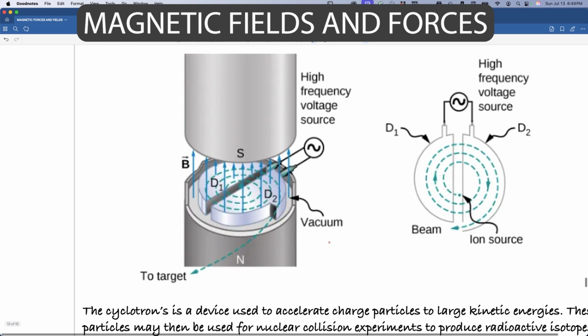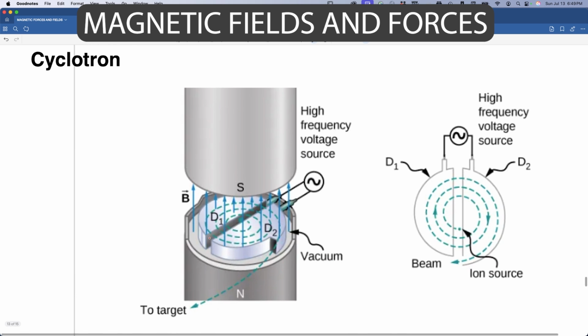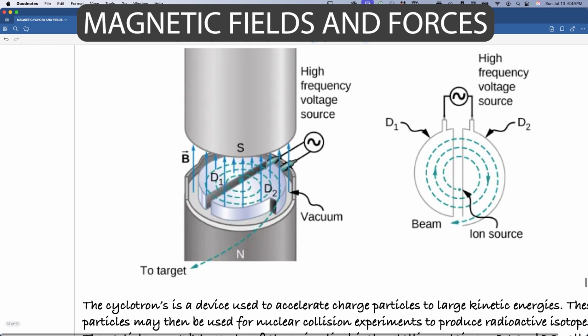It basically has 2 hemispherical hollow cabins. You can see the D1, D2 because they have the shape of Ds. It's hollow inside, and these Ds are kept in a magnetic field. You see the South Pole and the North Pole of the magnet, and also you have a high frequency voltage source here. Now, let's stop there.